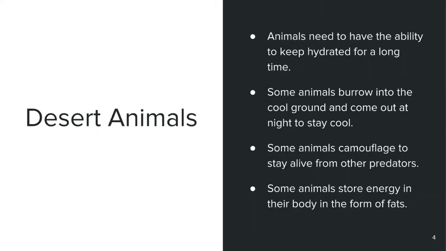These are the desert animal characteristics. Animals need to have the ability to keep hydrated for a long time because the desert is really hot sometimes. Some animals burrow into the ground to stay cool and come out at night because it's not hot. Some animals camouflage to stay alive from other predators that are trying to eat them. Also, some animals store energy in their body in the form of fats.